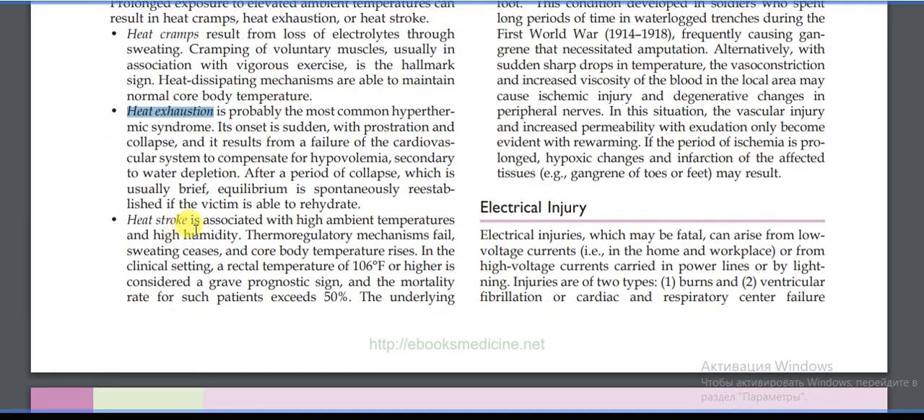Okay, heat stroke. Heat stroke is associated with high ambient temperatures and high humidity. So you see what happens in heat stroke. The temperature is already high, but humidity is also high, and that's why we can't control our body temperature with evaporation of our sweat. The clinical setting is a rectal temperature of 106 Fahrenheit, so it's 38 degrees Celsius, if I'm not mistaken. It's considered a grave prognostic sign. The mortality rate for such patients exceeds 50%.